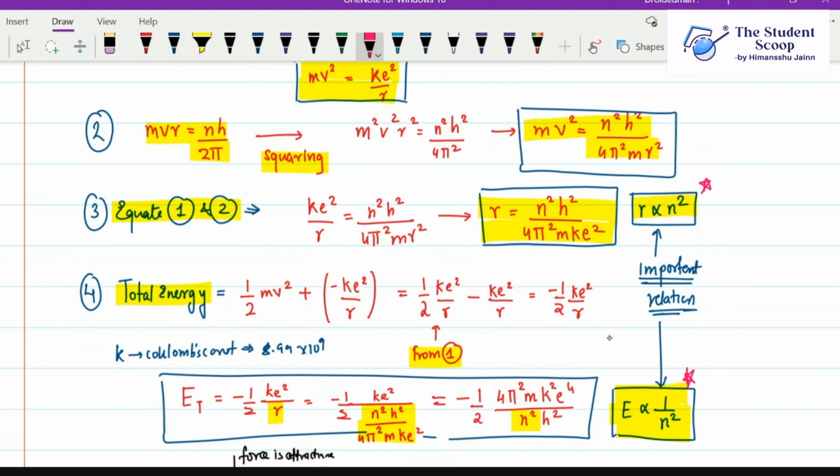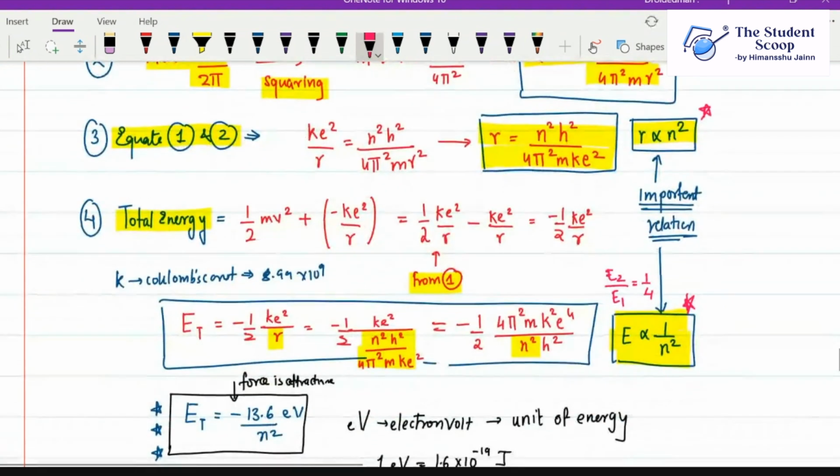For example, if the energy is E2 upon E1, it will be very simple: 2 square upon 1 square, like that. No, it will be 1 by 2 square upon 1 by 1 square. So it will be 1 by 4, like that.